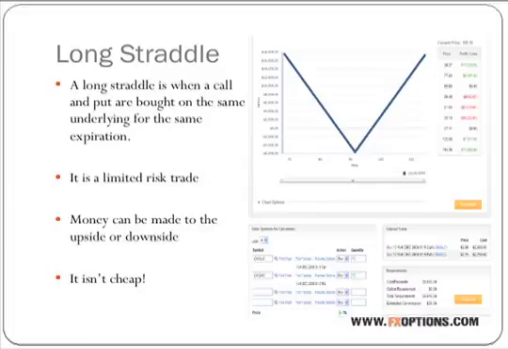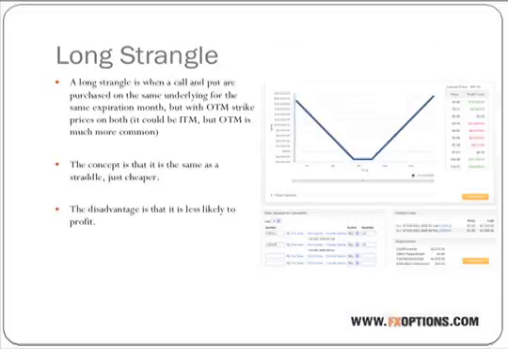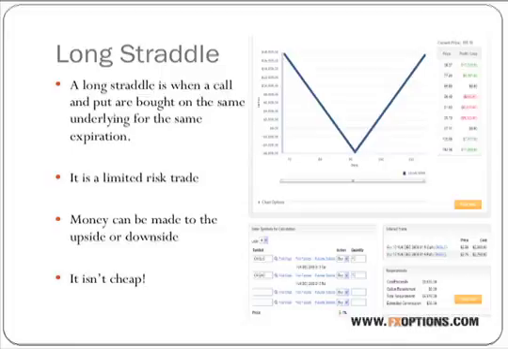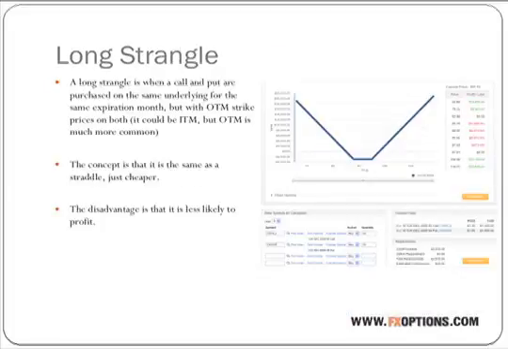So once again, money can be made to the upside or to the downside. We just don't know which way it's going to be. Now, the other trade we're going to discuss today is the long strangle. The long strangle is kind of a different animal than the long straddle. Instead of buying an at-the-money call and put, like what we're doing here, where you can see in the risk-reward profile how we kind of have the V going, so to speak, with the long strangle we have more of a flattened bottom.